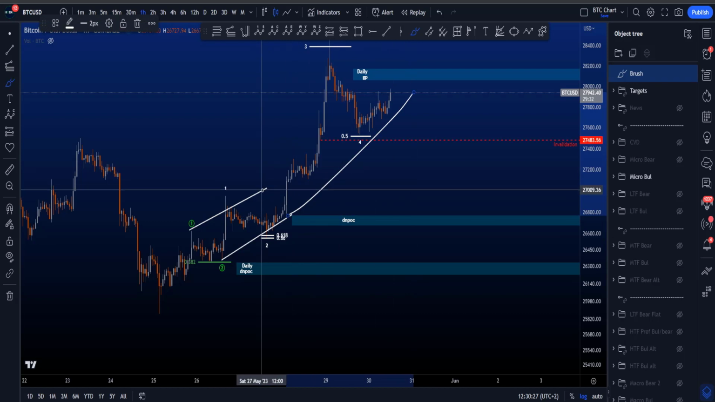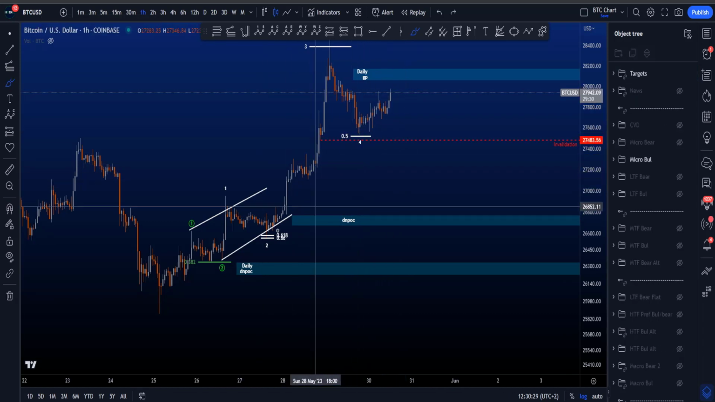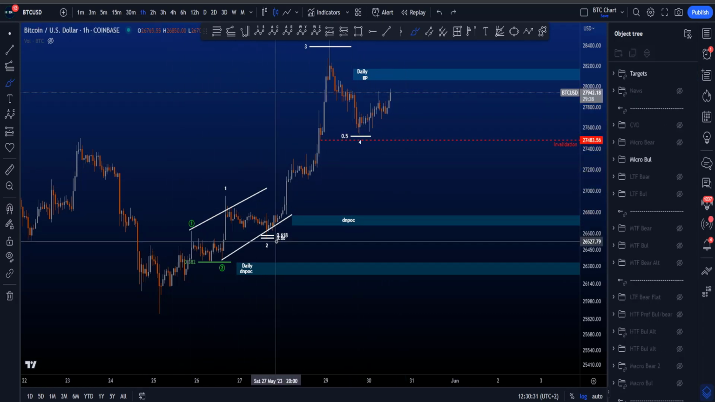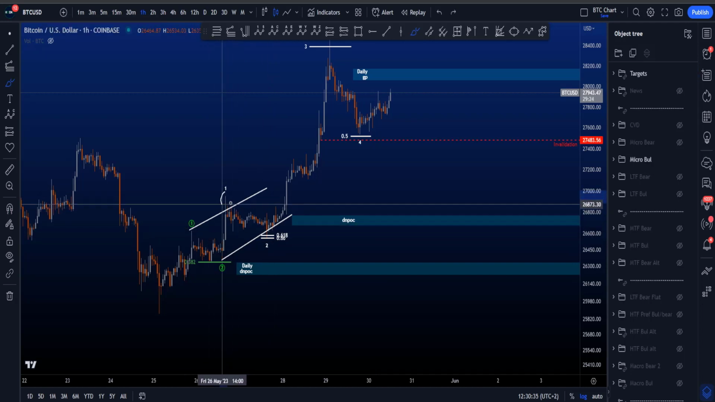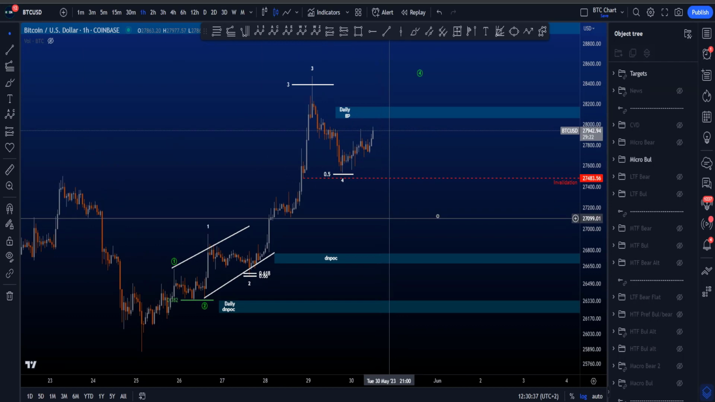If I would extend them, they will eventually meet at the same point. So that is what you want to see in a 1, 2, 1, 2. It is only the case if, however, you use the candle bodies and not the candle wicks in this scenario, so that's something to keep in mind.